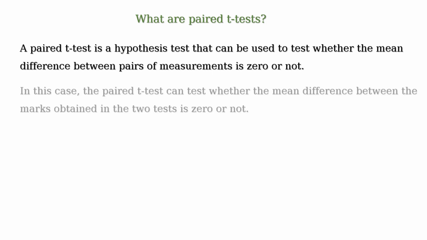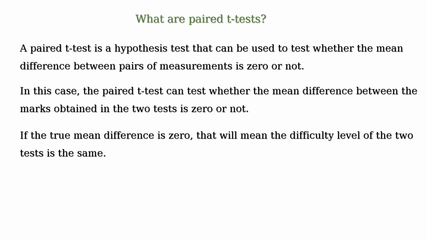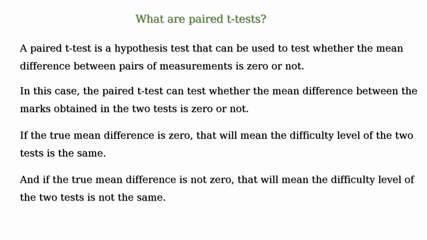In this case, the paired t-test can test whether the mean difference between the marks obtained in the 2 tests is 0 or not. If the true mean difference is 0, that will mean the difficulty level of the 2 tests is the same. And if the true mean difference is not 0, that will mean the difficulty level of the 2 tests is not the same.